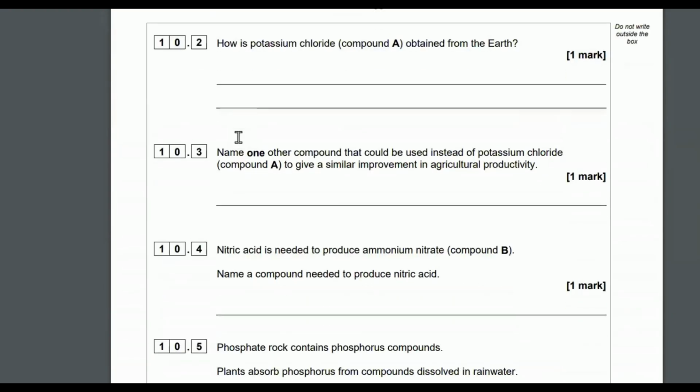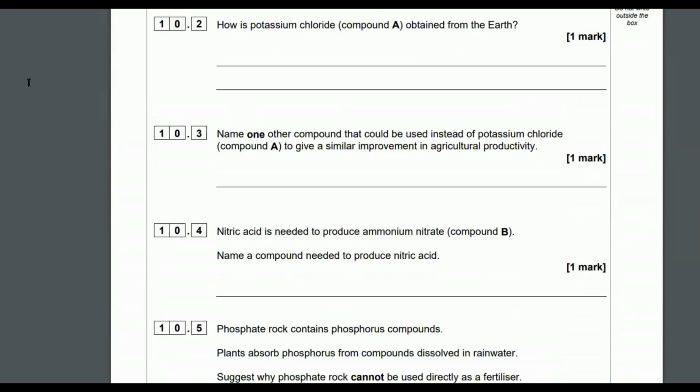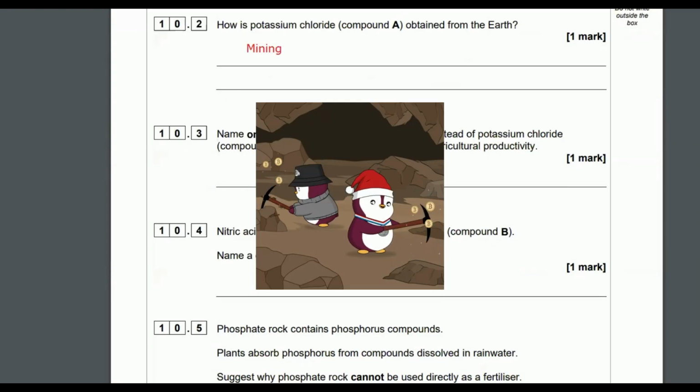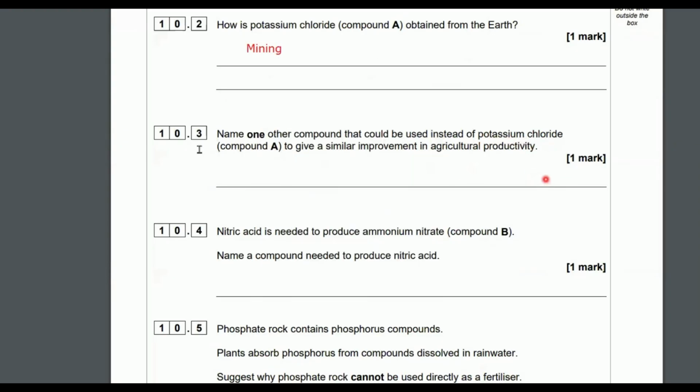10.2, how is potassium chloride, compound A, obtained from the earth? So how do we get KCl from inside the earth? How do we get any minerals out of the earth? And you could put mining here, or you could put quarrying, basically digging out the minerals from the rock and then treating them. Name one other compound that could be used instead of potassium chloride, compound A, to give a similar improvement in agricultural productivity.